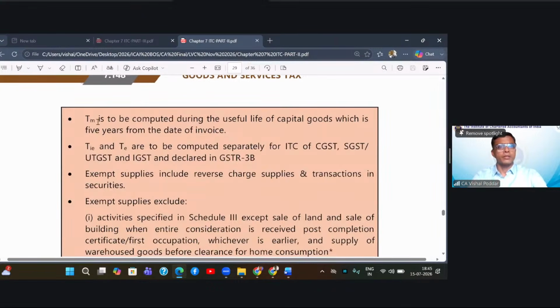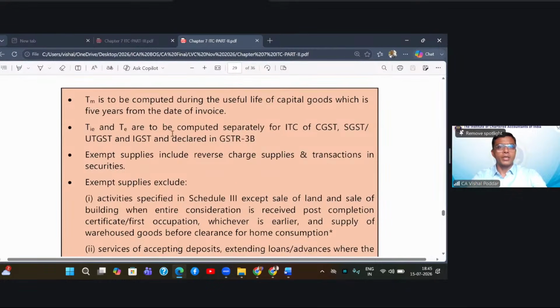So this TM is to be computed during the useful life of the capital goods, which is to be assumed as 5 years from the invoice date. Then TE is to be computed separately for each tax. So whatever is the reversal amount, you'll calculate for CGST, SGST separately.